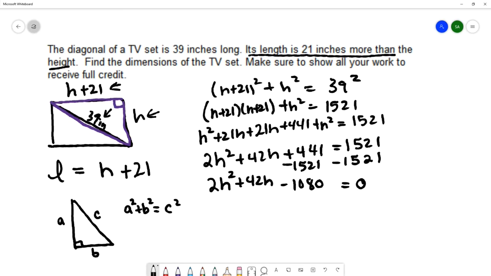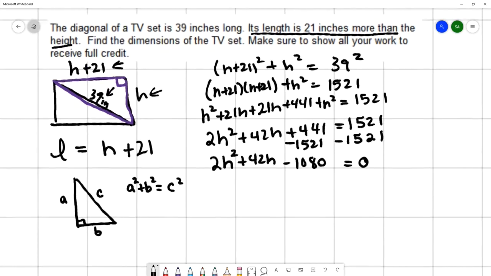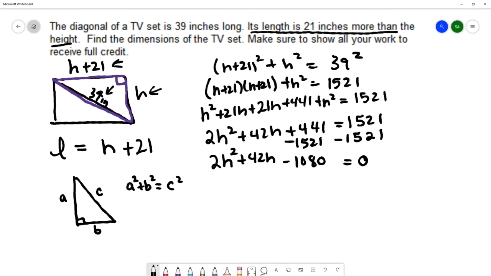I want to try to solve this quadratic. I'm going to start by solving it with factoring, but if I'm not able to factor, I will try to use the quadratic formula. Quadratic formula always works. So first I notice that all of these numbers are even, so I can factor out a 2. That would give h squared plus 21h minus 540. And then I'm going to look for factors of 540 that could create a 21 in the middle. So let's look at 540.